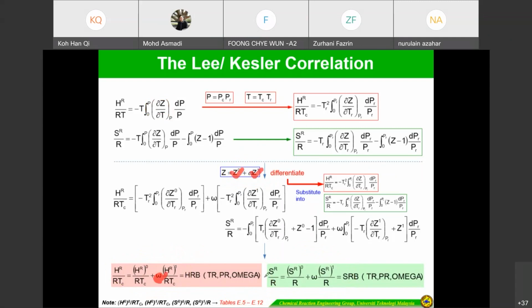For the value of omega, you can refer to appendix B1. So in table E5, they have HR1. How to determine this? You have to determine these first. Once you determine them by interpolation, you can get SR as well as HR. It's quite tedious, because you have to do the interpolation many times. That's the problem for the Lee-Kessler, but you can calculate at high pressure.